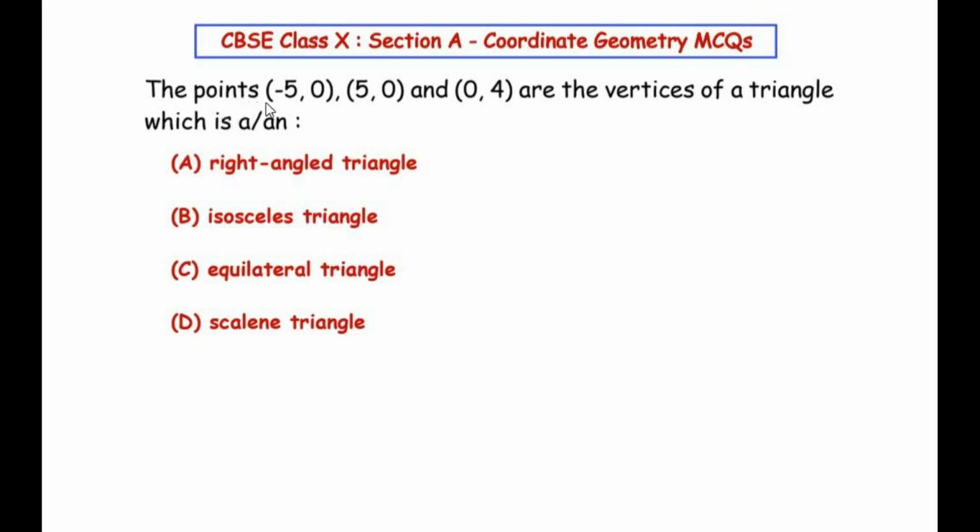The points (-5, 0), (5, 0) and (0, 4) are the vertices of a triangle which is a right angle triangle, an isosceles triangle, an equilateral triangle or a scalene triangle. So in this question we have to find out, depending on the vertices given, what is the type of the triangle. To solve this, I'll be showing you two methods. The first method is the usual method, that is by using the distance formula, and the second method is by using a graph. So let me start with the first method now.